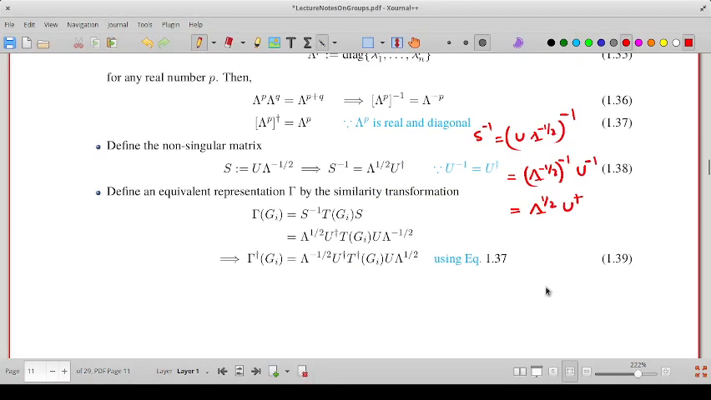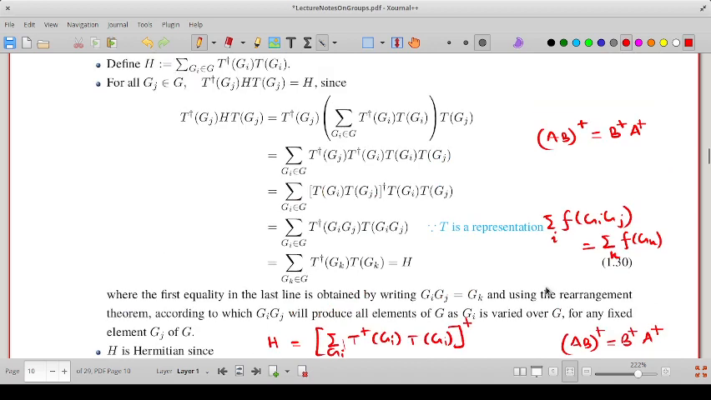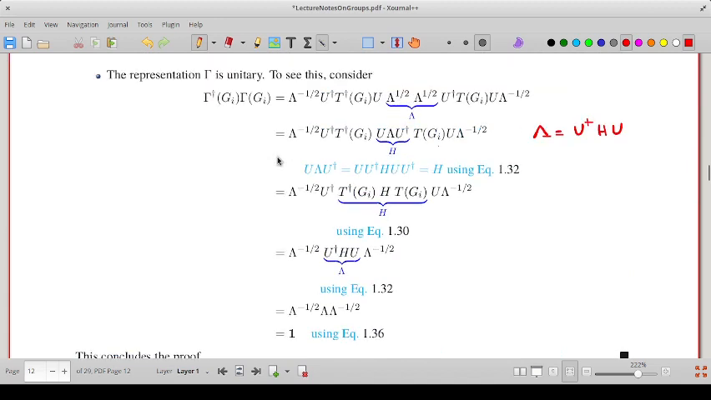Now we go back to the earlier result that we got here, which says that T dagger gj H T gj is equal to H for any element gj of the group G. And these are exactly similar expressions to what we have here. So T dagger gi H T gi should be equal to H. So this equation simplifies to lambda to the power minus half, then this U dagger, and this is H and this is U, and lambda to the power minus half.